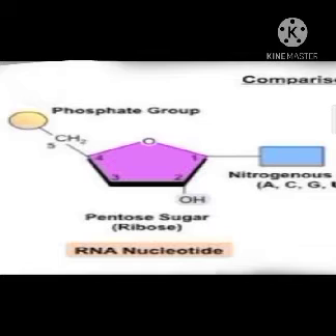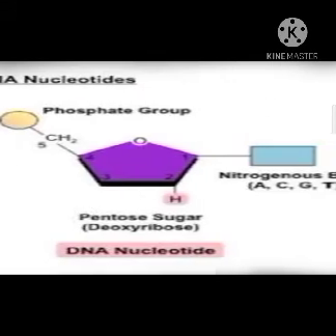This is the structure of a nucleotide present in RNA. Here you can see a nitrogen base is there, sugar is there, and the phosphate is there. These three join together to form the nucleotide. Then in the same way, here you can see the nucleotide of DNA, again a nitrogen base combines with the sugar and a phosphate. So here the sugar is deoxyribose sugar.